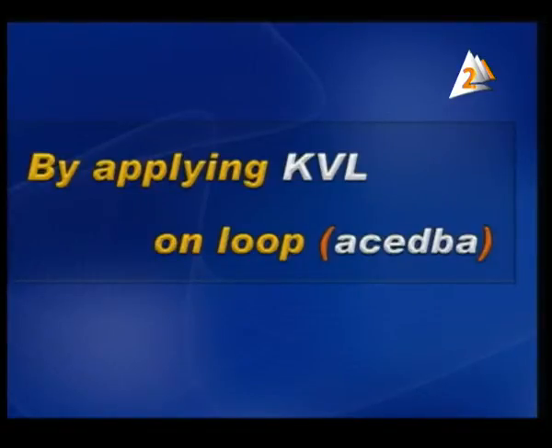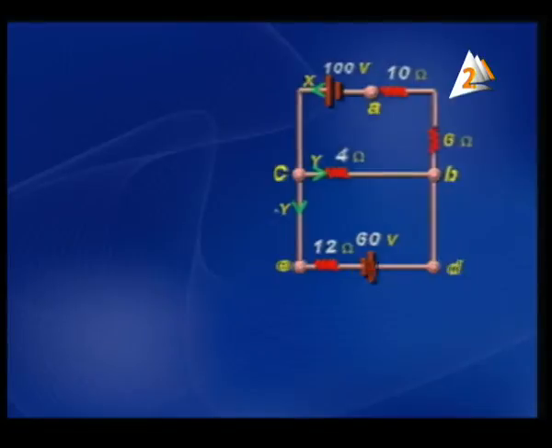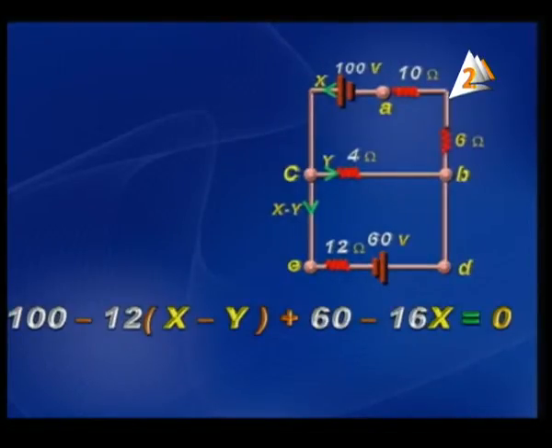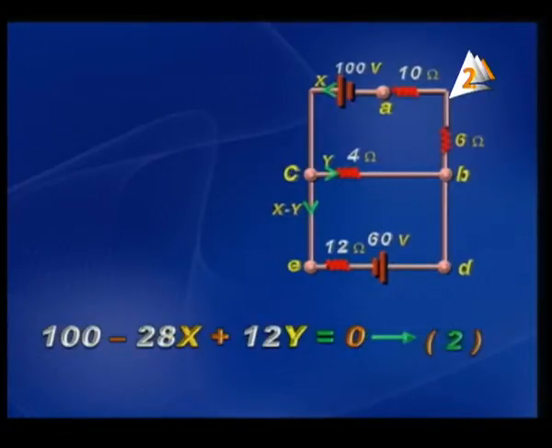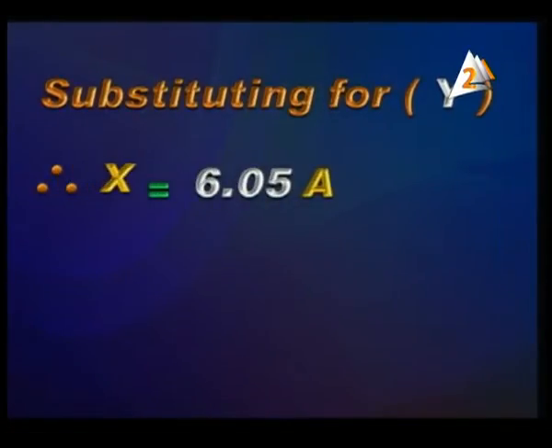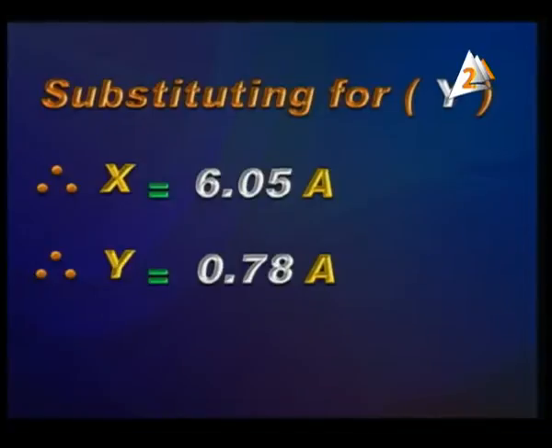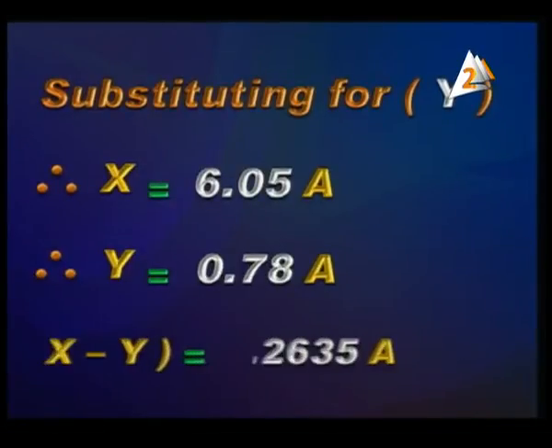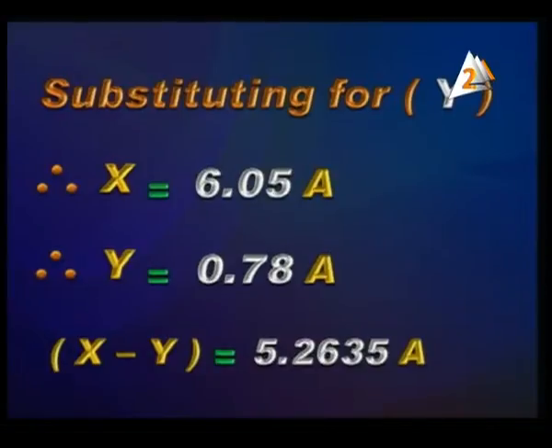By applying Kirchhoff's voltage law on loop ACEDBA, we can say 100 minus 12 between two brackets x minus y plus 60 minus 16x equals 0. So 100 minus 28x plus 12y equals 0. This is the second equation. Substituting for y, we'll be able to determine the values of x. It is 6.05 ampere, y is 0.78 ampere, x minus y is 5.2635 ampere.